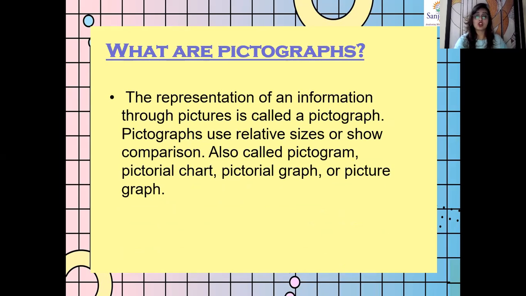The representation of information through pictures is called a pictograph. So whenever information is represented using pictures or symbols, it is called a pictograph. Pictographs use relative sizes to show comparison. Pictographs are also called pictogram, pictorial chart, or pictorial graph.